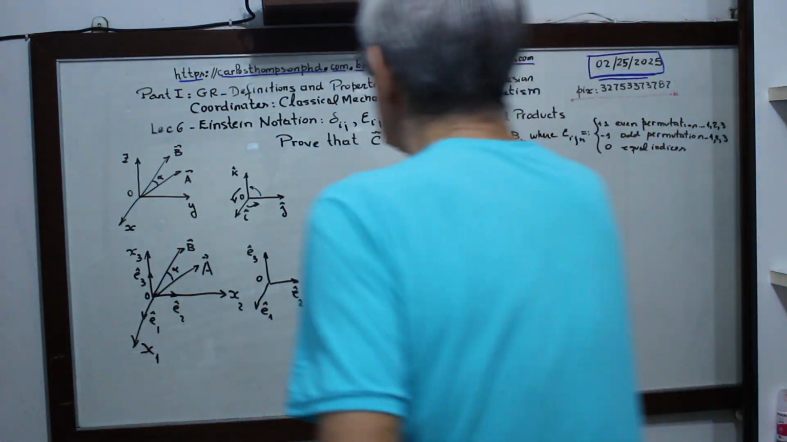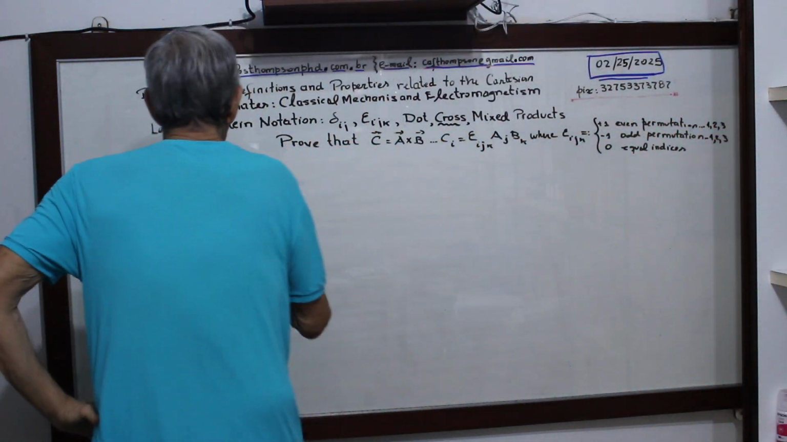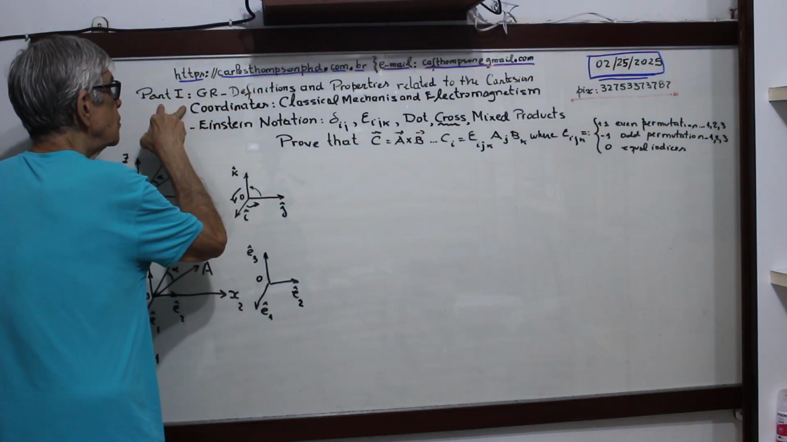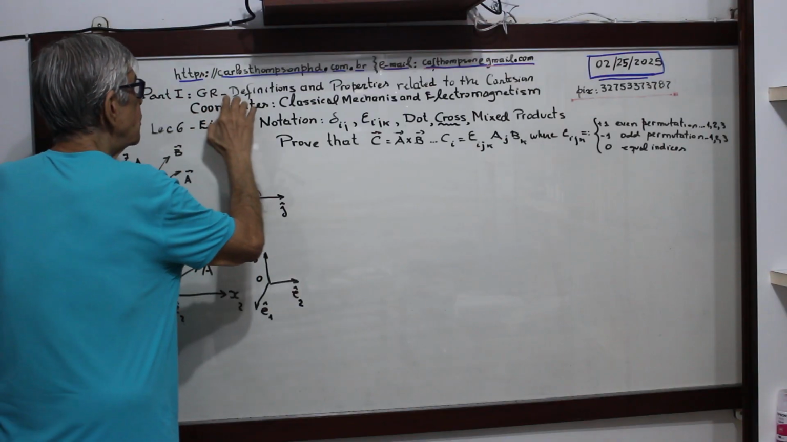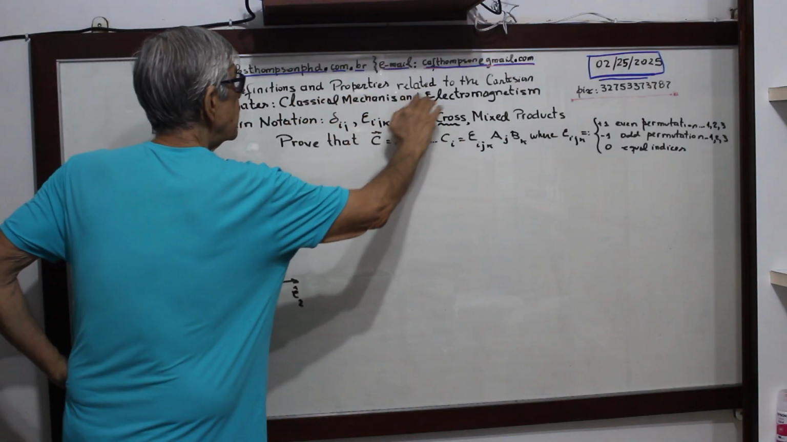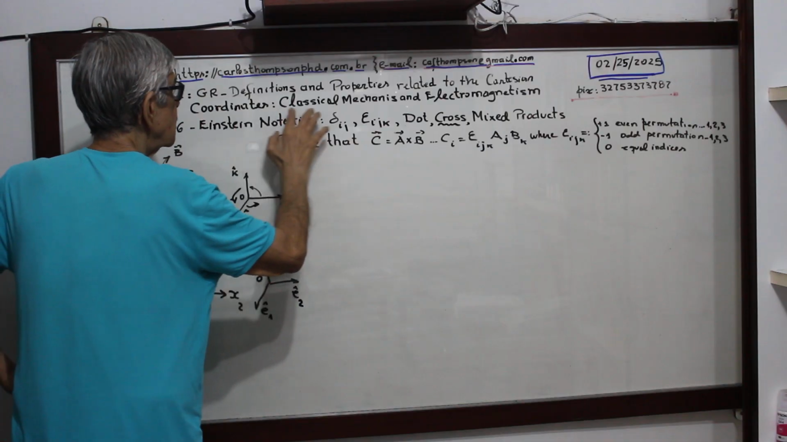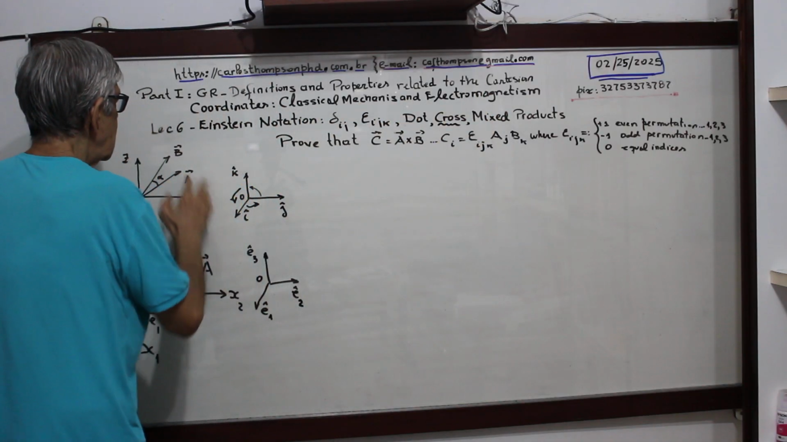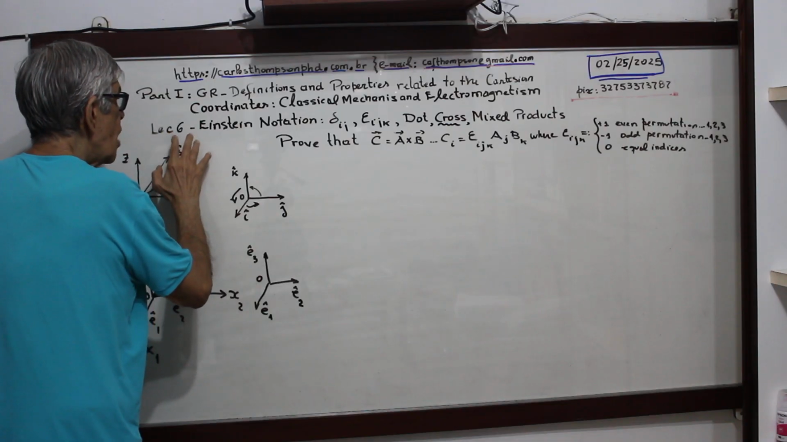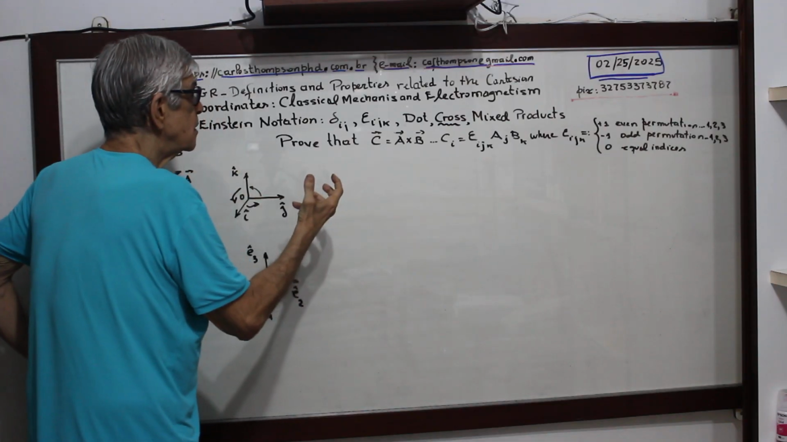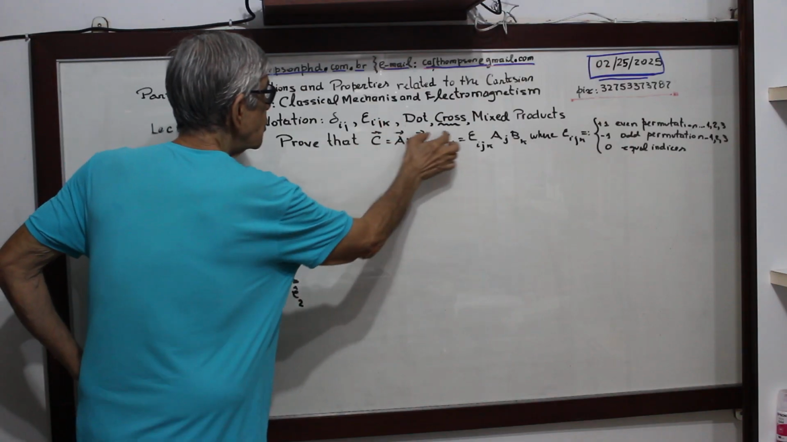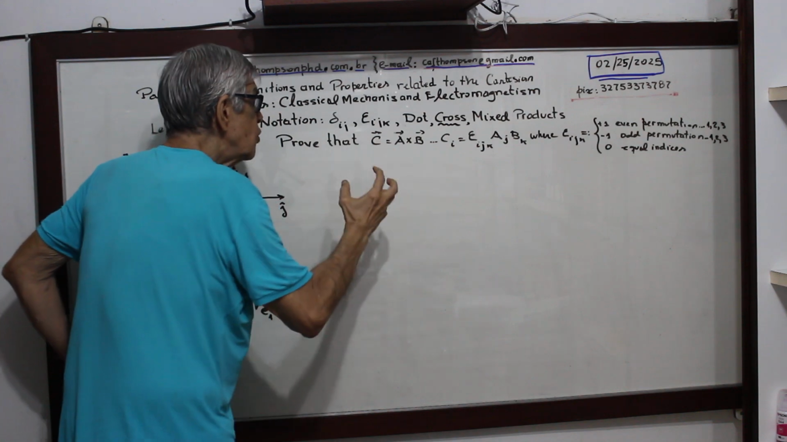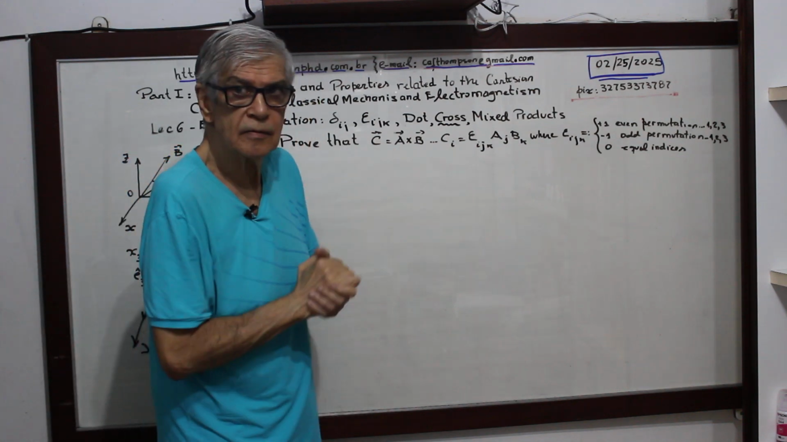Lecture 6. Don't forget, we are in part 1. GR, definition and properties related to the Cartesian coordinates, classical mechanics and electromagnetism. Lecture 6. Now I will expand the cross product in terms of the components.